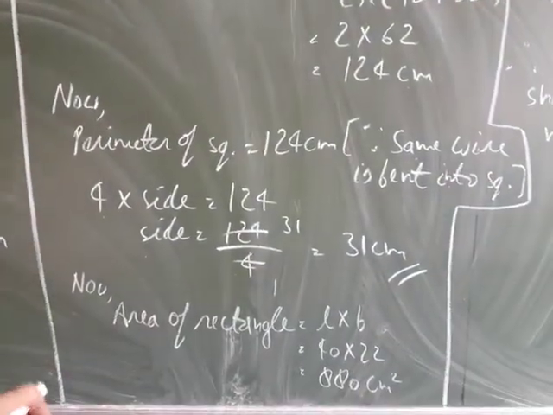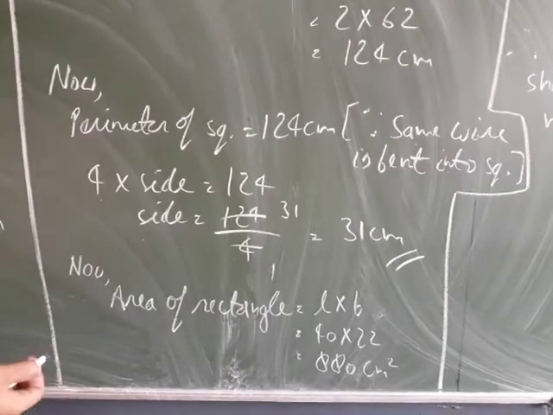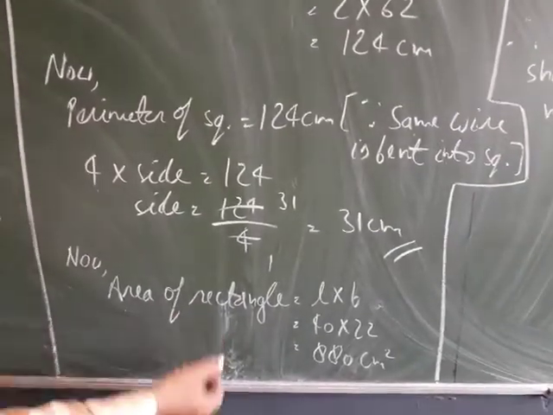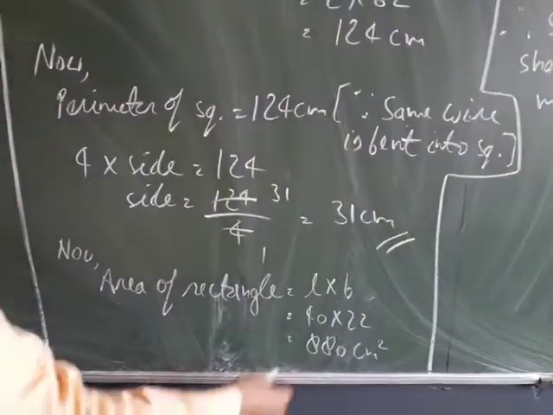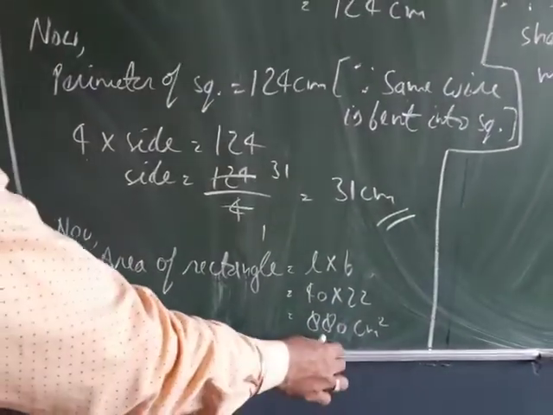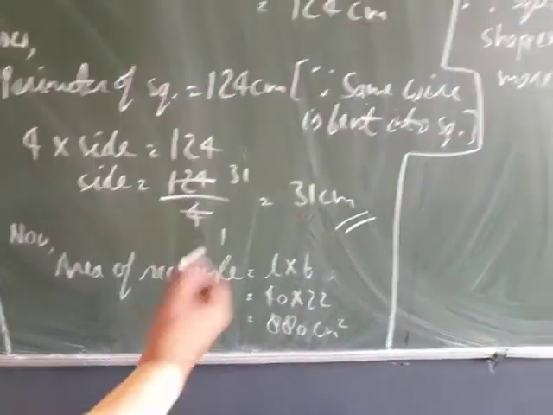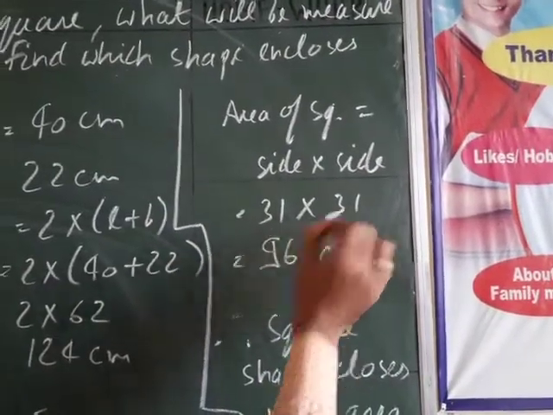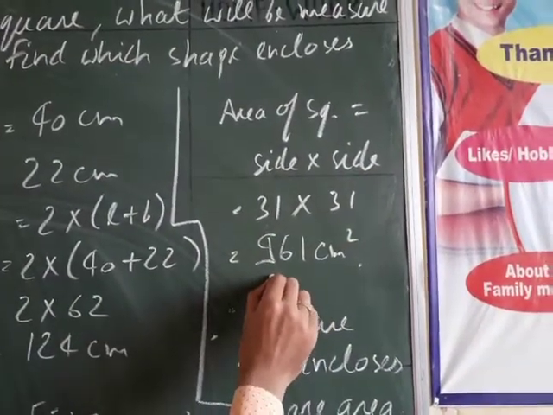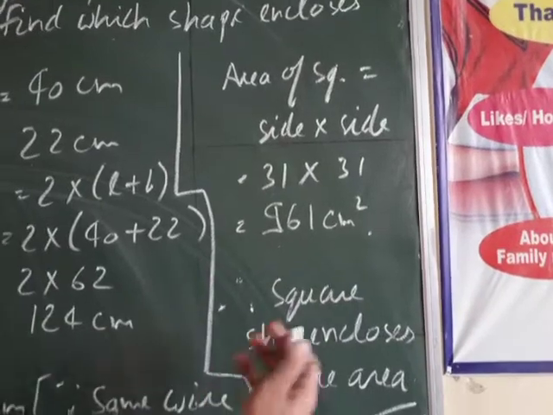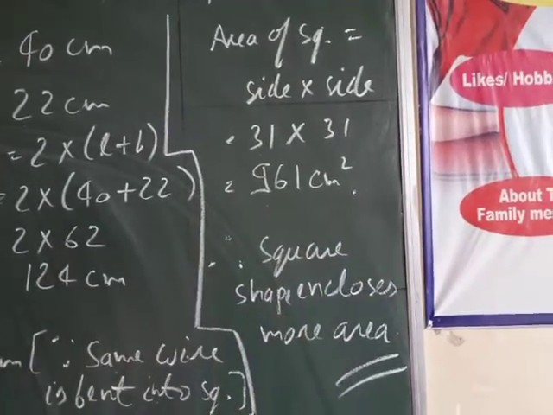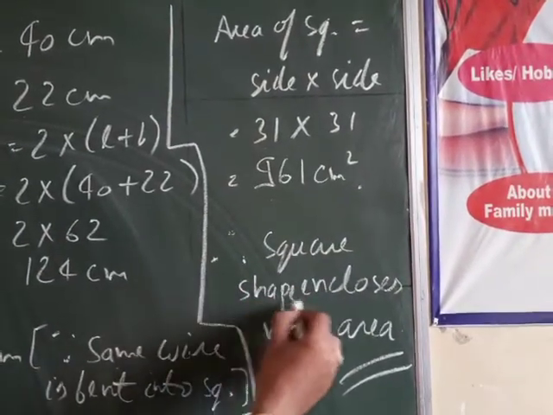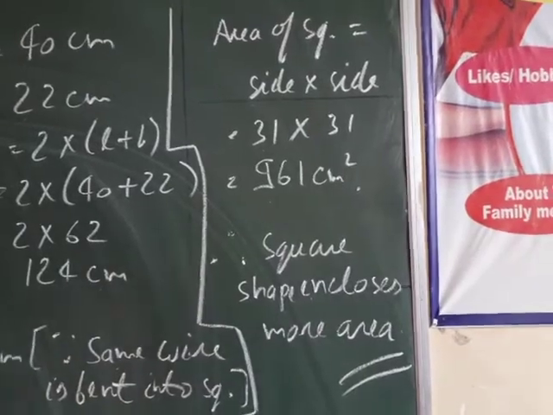Now you have to tell which shape encloses more area. So you will find area of both. Area of rectangle, that is length into breadth, 40 multiplied by 22, you will get 880 centimeter square. Then area of square, side multiplied by side, 31 multiplied by 31, you will get 961 centimeter square. So you can see that square has more area. So you will write, therefore, square shape encloses more area.